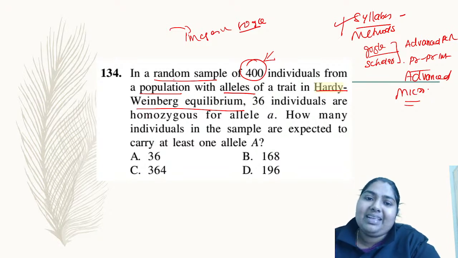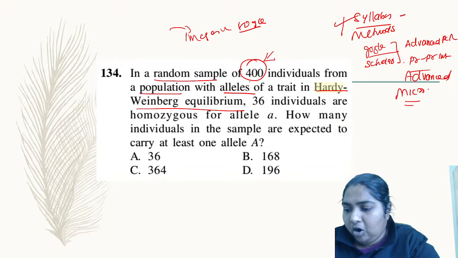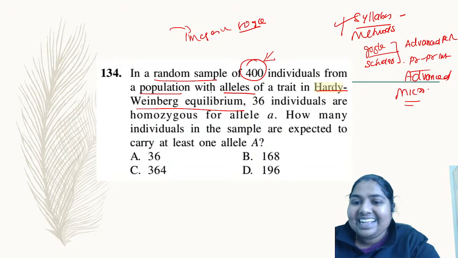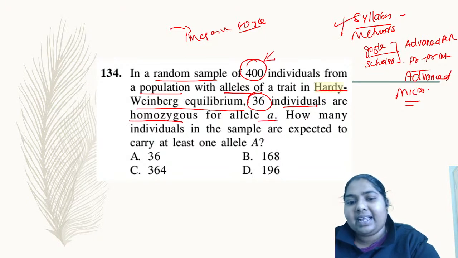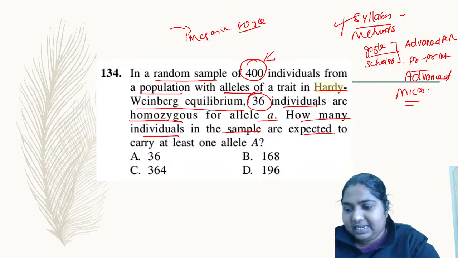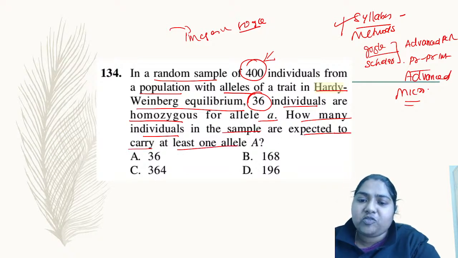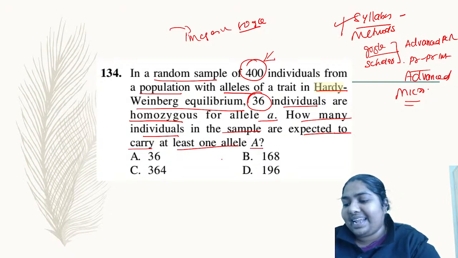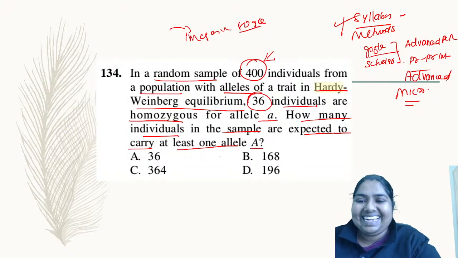You can skip animal. In a random sample of 400 individuals from a population with two alleles in Hardy-Weinberg equilibrium, 36 individuals are homozygous for the allele a. How many individuals in the sample are expected to carry at least one allele A? At least one allele, they need to carry. So how much should be the answer?